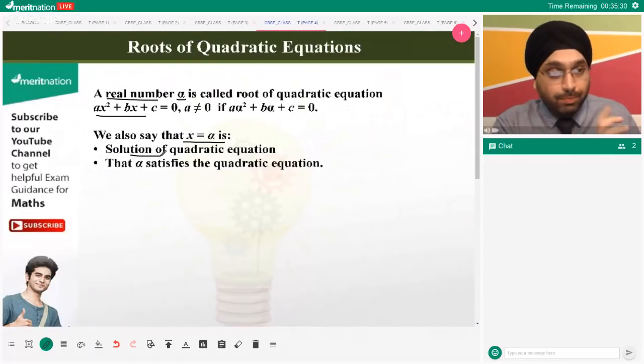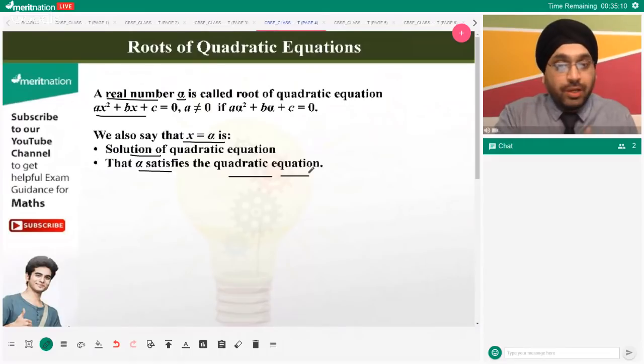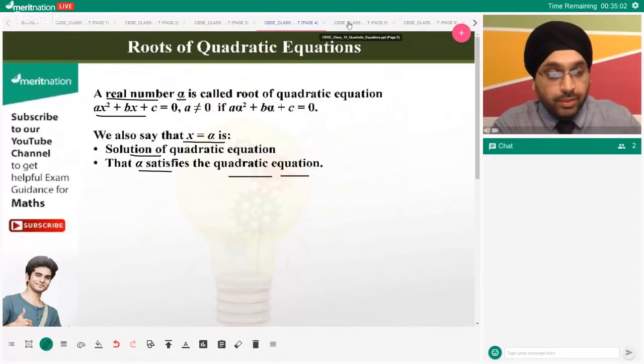That means whatever value you are putting, let's say alpha as a real number, that is also known as a solution of the quadratic equation. In another perspective, we can say alpha satisfies the quadratic equation. I hope you are well clear with the concept of what the root of a quadratic equation means. So, guys, let's move forward then.